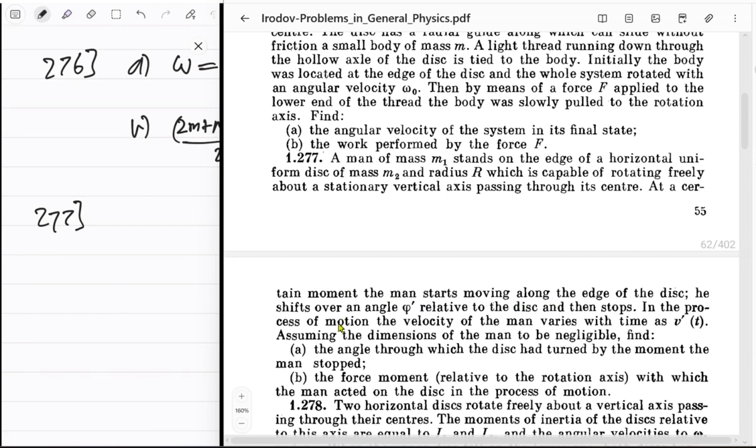In the process of motion, the velocity of the man varies with time. Oh god, okay. I thought it would give an explanation. No, it doesn't give that. Fine. Assuming the dimensions of the... This is weird. Related to the disk and it stops. Something's weird about this thing.